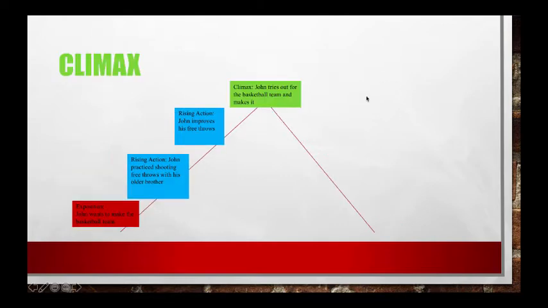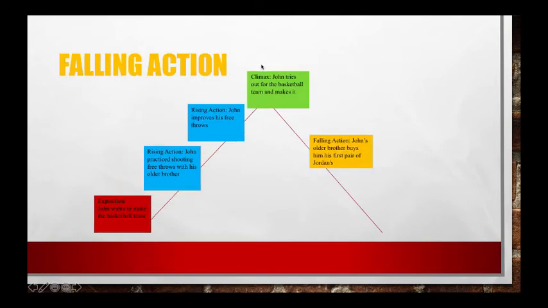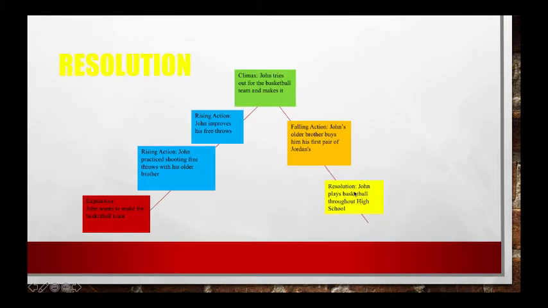The climax is the most exciting part of the story. The climax is when John tries out for the basketball team and makes it. So this is the turning point of the story, because everything in the story led up to this moment that John made the basketball team. The falling action is John's brother buying him some Jordans since he made the basketball team because he was so proud. The resolution is John playing basketball all throughout high school.